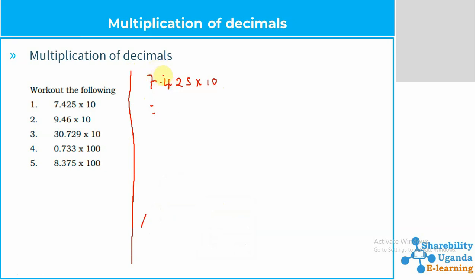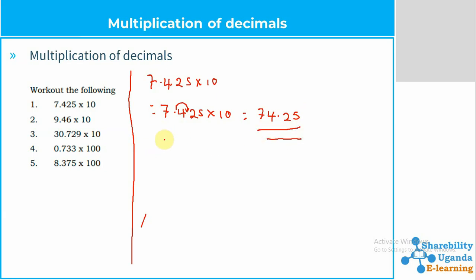one number. Okay, so now this is the same as our 7.425 times 10. We are going to move how many steps? That is going to be one step. So that means our point is going to shift from this step up to here. So now here our answer should be 74.25. Okay, that should be our answer.